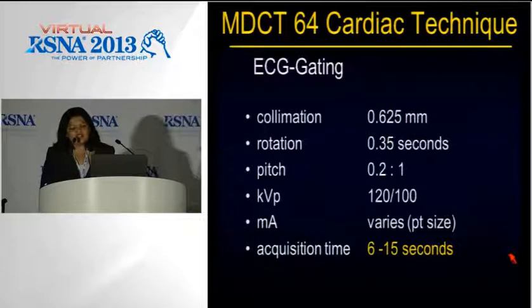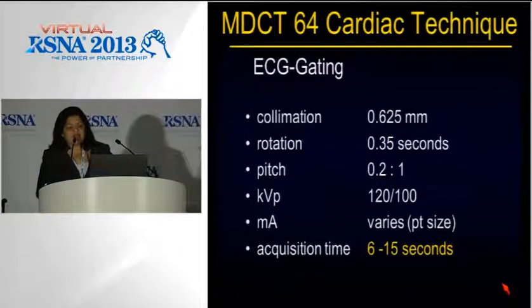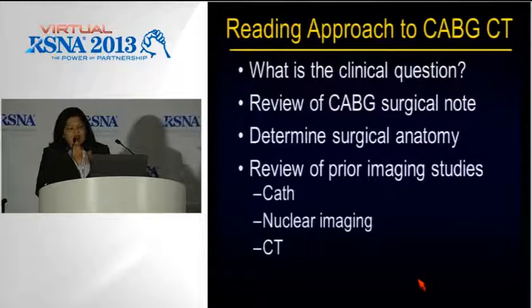We use a collimation of 0.625 with a gantry rotation of 0.35, pitch of 0.221, and the KV is used depending on the patient size. We have a BMI chart, and we vary the KV and the MA, and even the injection protocol according to that chart. So when we're reading coronary artery scans, we have to have certain questions in mind.